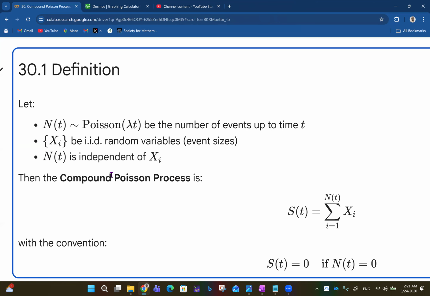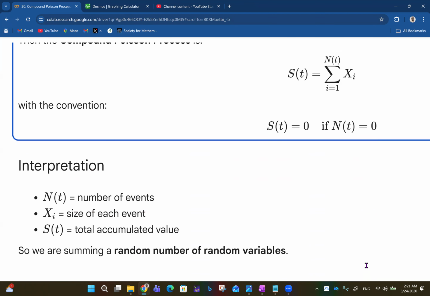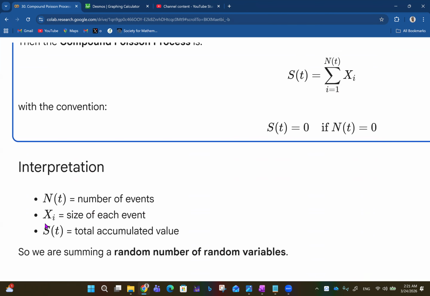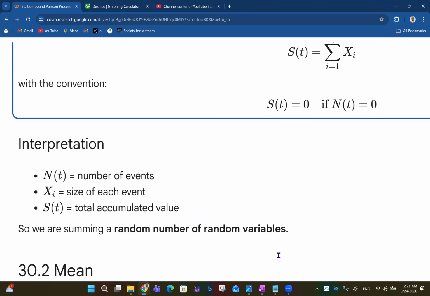Talking about the event sizes, N(t) is independent of Xi. That is, N(t), the number of events, does not depend on the random variables talking about the event sizes. Then we say the compound Poisson process is S(t) equals the summation from i equals 1 to N(t) of Xi, with the convention that S(t) is 0 if N(t) is equal to 0. So the interpretation is that N(t) is the number of events, Xi is the size of each event, and S(t) is the total accumulated value of the events. So we are summing a random number of random variables, basically.